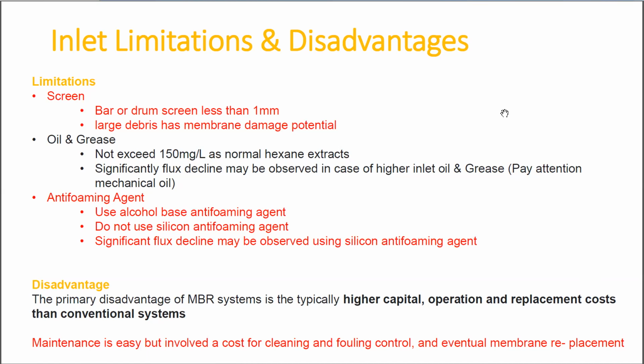Disadvantages of MBR. The primary disadvantage of the MBR system is the typically higher capital, capex, and opex, also replacement cost, than the conventional system. Maintenance is easy and computerized, but involves a cost for cleaning and fouling controls, and eventual membrane replacement cost.